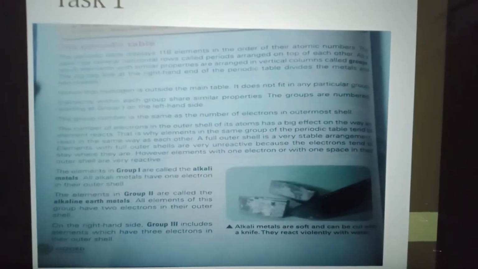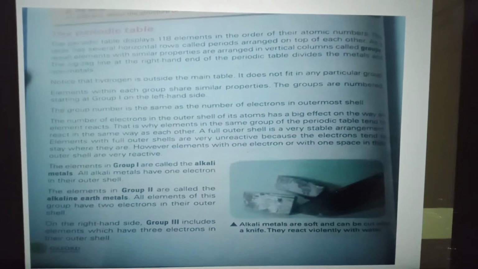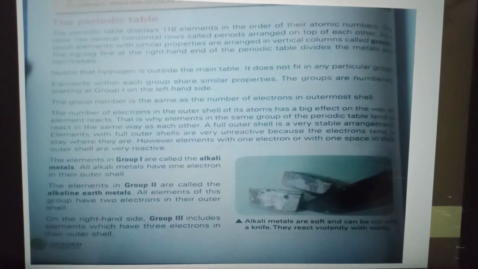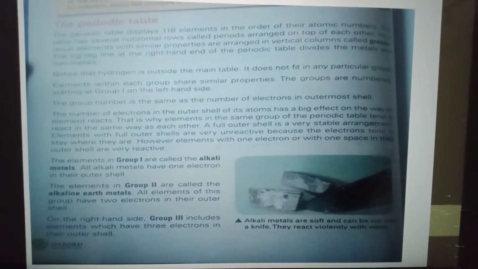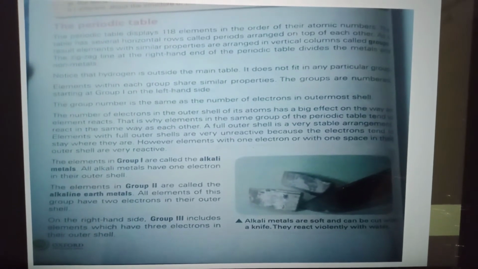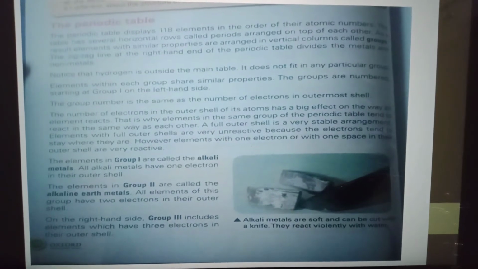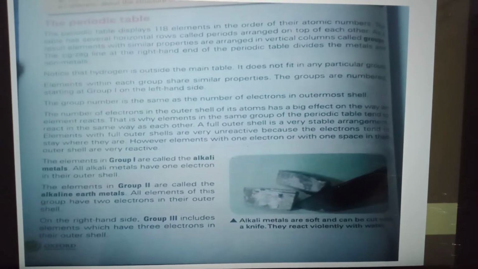Task 1. To understand about the periodic table. The periodic table displays 118 elements in the order of their atomic numbers. The table has several horizontal rows called periods arranged on top of each other. As a result, elements with similar properties are arranged in vertical columns called groups.